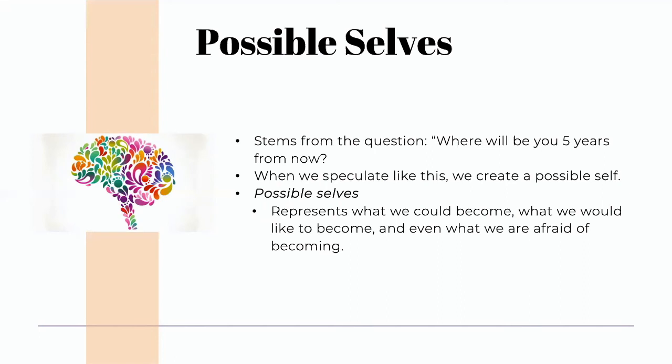And possible self, this stems from the popular interview question, where do you see yourself in 5 years? Or what's your 5-year plan? Or what's your 5-year goal? And when we speculate on things like this, we create a possible self. Possible self represents what we could become, what we would like to become, and even what we're afraid of becoming. So not just looking at things that you hope will happen in 5 years.